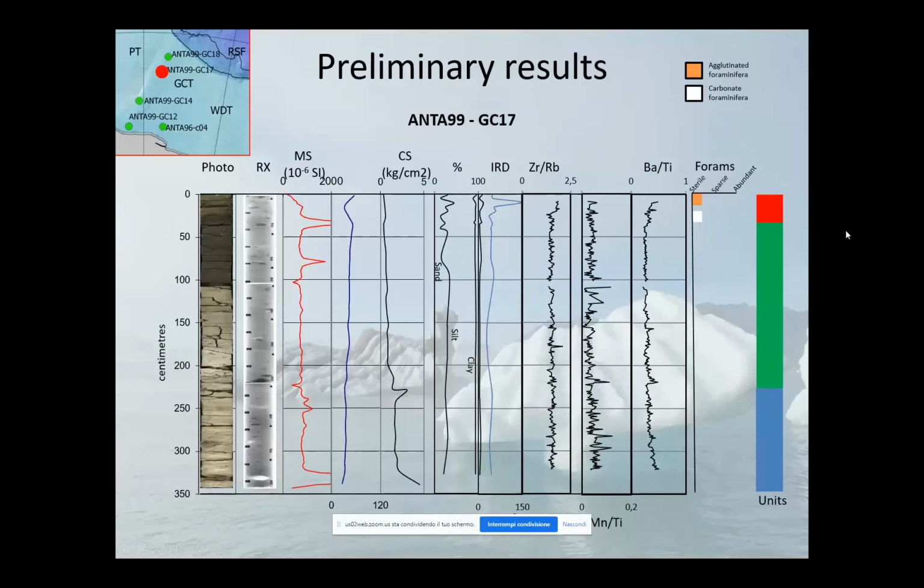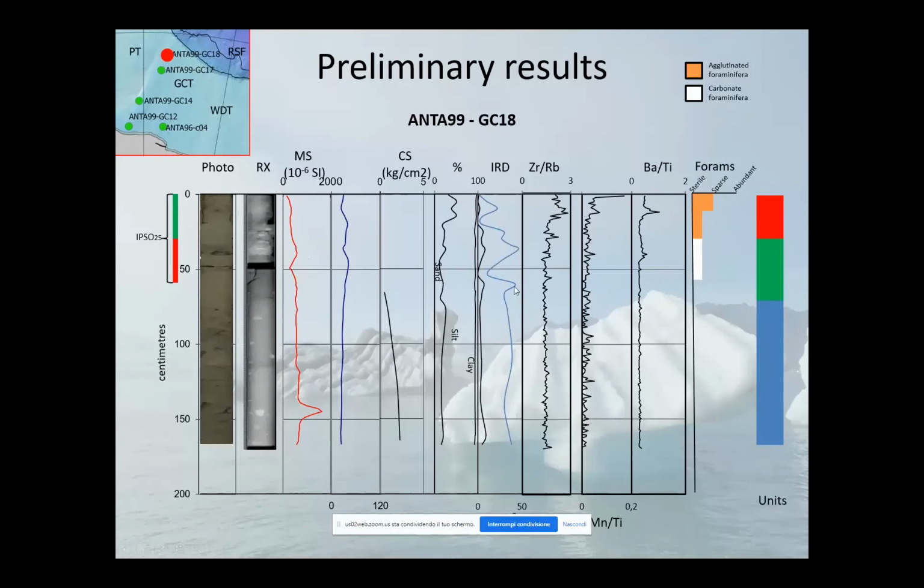Okay, now we start to get close to the shelf break. And we can observe an increase in the sand and the IRD content in the upper part of the core. And the peaks you can see here in the magnetic susceptibility are caused by the presence of these large clasts.